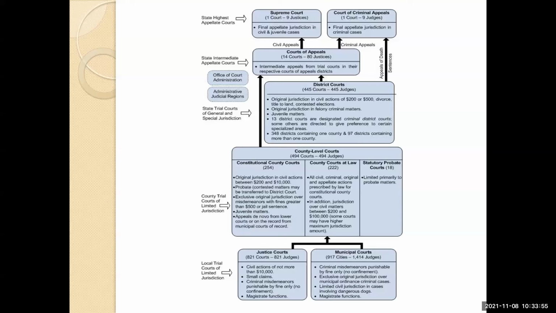So all of the same criminal, civil, original, and appellate actions of a constitutional county court, but because the legislature can see these new issues, new problems, times change, values change, they add more to the jurisdiction of the county courts. So in addition to the previous one, they also give them jurisdiction over civil matters that go from $200, same as a constitutional county court, but now up to $100,000 and maybe even higher, depending upon the statutory law that gets applied to the court.